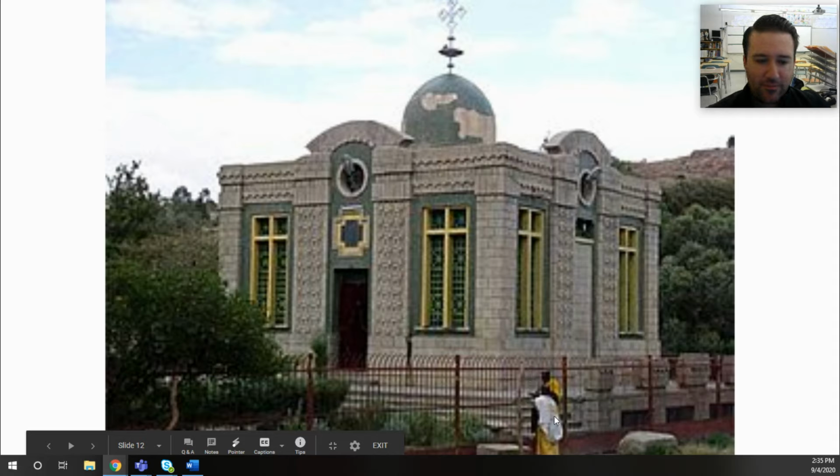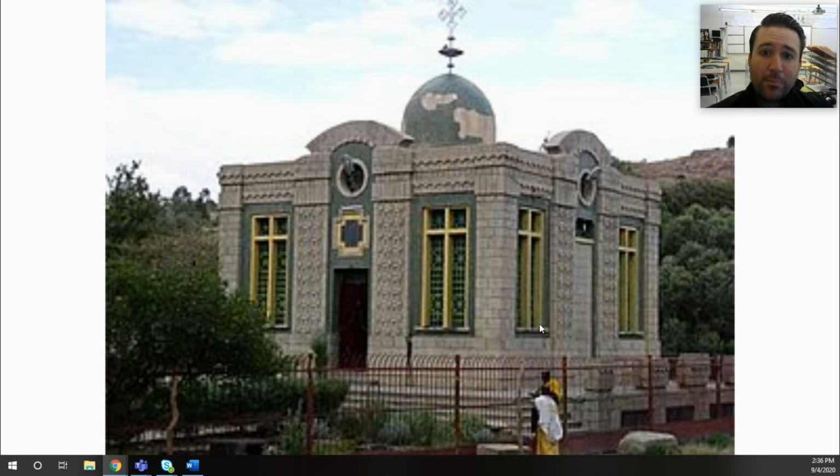You see this gate right here, which basically divides the outside from the inside. The only person allowed inside this building and inside this gate is this guy in the yellow, the caretaker. He watches over it, and it is believed by the local folklore that the Ark of the Covenant is in this building. Whether it is or not is not for me to say. It's just what people believe.